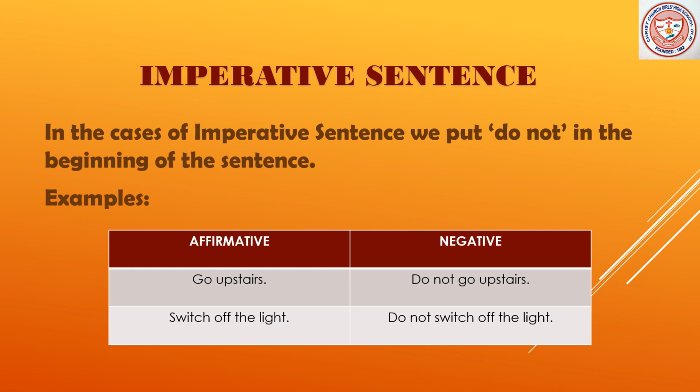Next example, switch off the lights. Through this sentence, we are getting positive thoughts. So, it will be considered as an affirmative sentence. How to change it into negative sentence? Do not switch off the light. I repeat, do not switch off the light. In this sentence, we have used do not before switch off the light. So, it will be considered as a negative sentence.